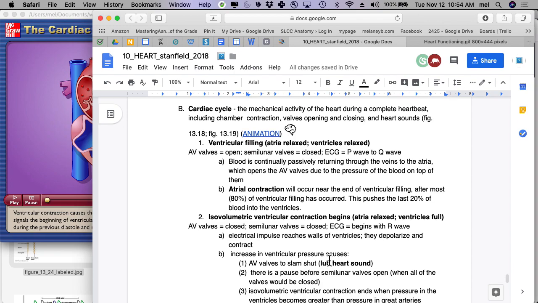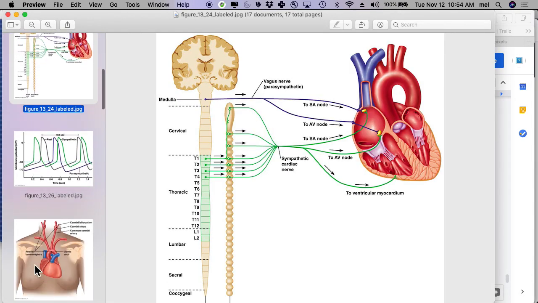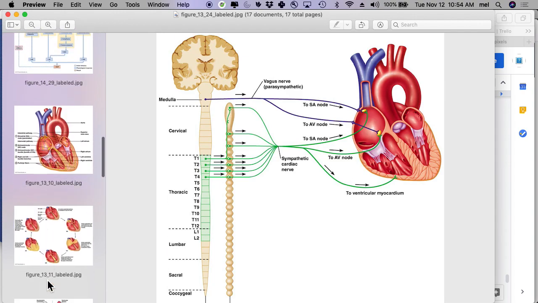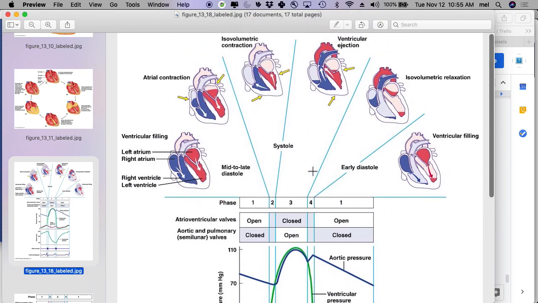So the cardiac cycle is the mechanical activity of the heart during a complete heartbeat. It includes chamber contraction, valves opening and closing, and heart sounds. And you can track pressure through the system if you want to as well. So let me see if I pulled that one up. Cardiac cycle. Okay, so the cardiac cycle looks like this, but let's just focus on some easy things first, okay?